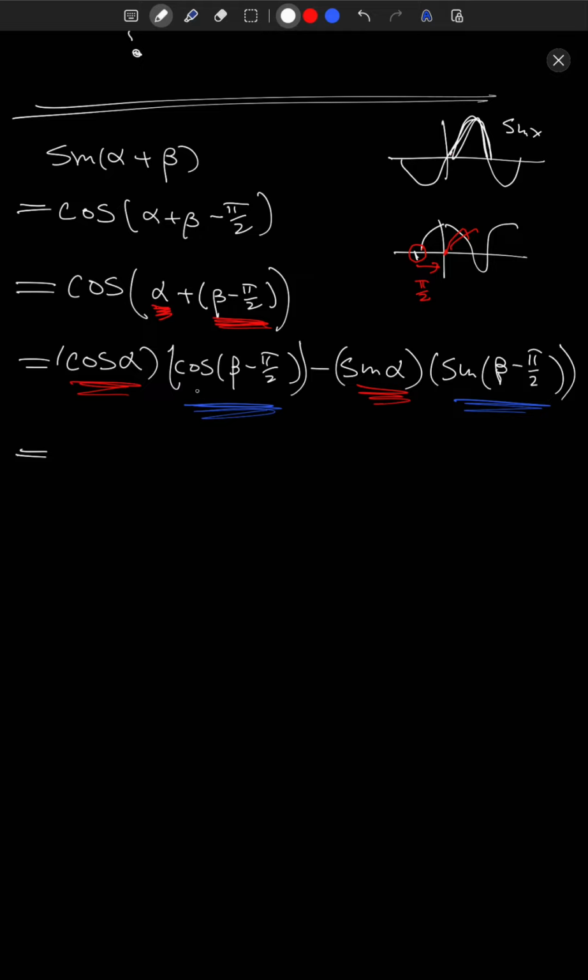So what is cosine beta minus pi over 2? We actually just talked about this. Cosine beta minus pi over 2 is the cosine function where you replace x with x minus pi over 2, right? So you're shifting cosine to the right by pi over 2. And if you look at the picture, this is literally the same thing that we just talked about. If you shift this thing to the right by pi over 2, you're going to get sine. So this term here, the cosine alpha, stays the same. This cosine beta minus pi over 2 is sine of beta.